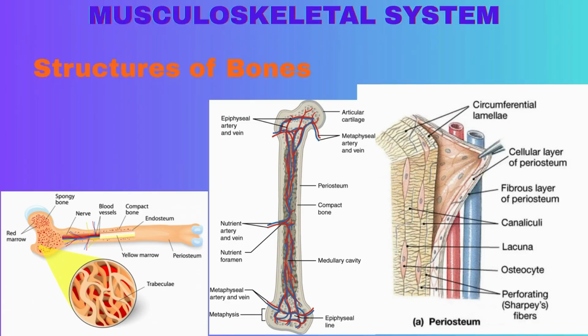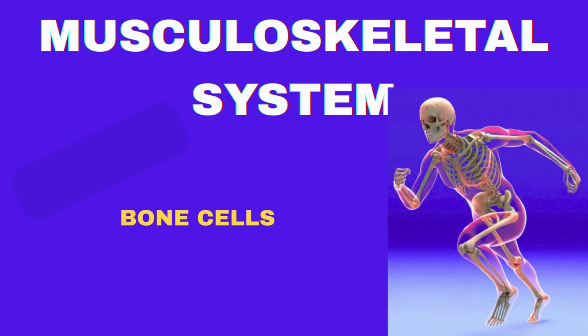Yellow marrow in the medullary cavity can convert back to red marrow if there is significant anemia requiring more red blood cells. We will now look at bone cells.